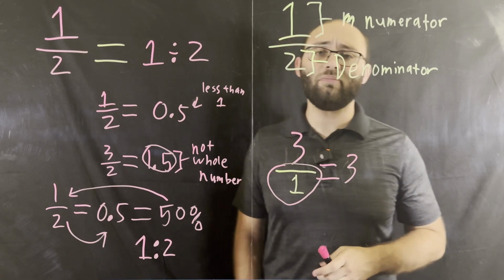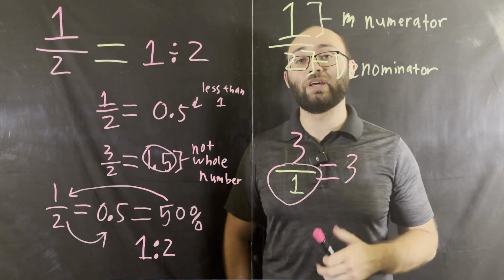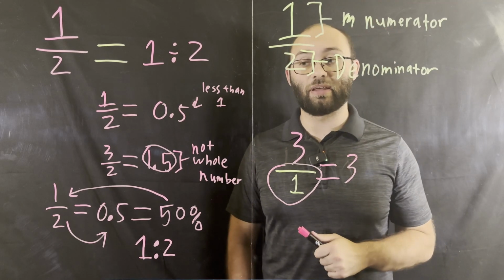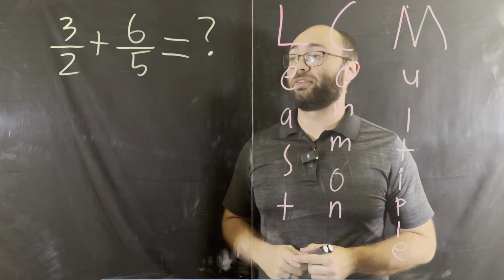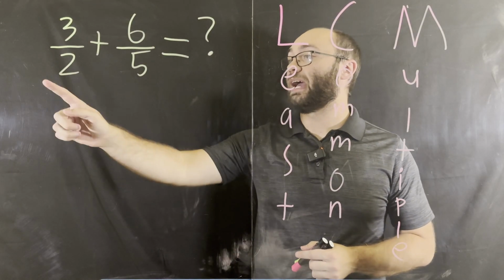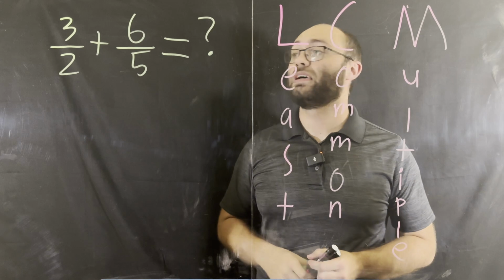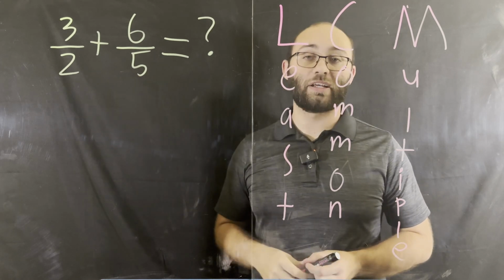Okay, to start off, we're going to be starting with how to add 2 fractions together. So let's move on to that first problem. Okay, we're moving on to our first problem. Here we have 3/2 plus 6/5. So we want to add these 2 fractions together.